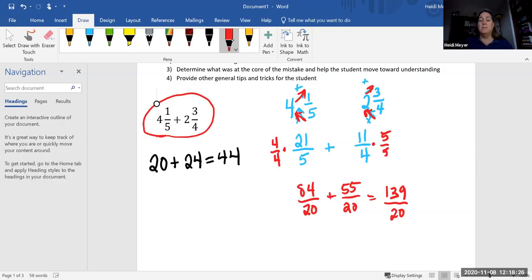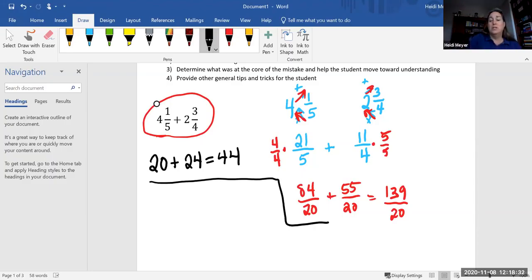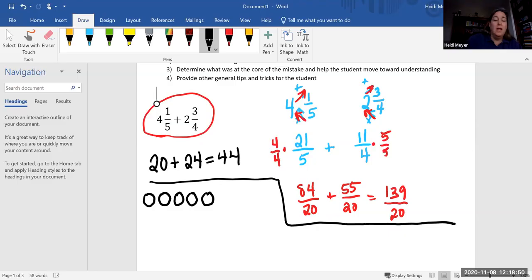So it seems that they don't actually understand what mixed numbers are. So something that I would use to help the student understand more deeply is I would use some manipulatives or some drawings to represent these. So 4 1/5 could be drawn as 1, 2, 3, 4, and then we have some extra here. And we would need to break these circles up into fifths, which is going to be a little hard given how small I just drew this, but I'll do my best.